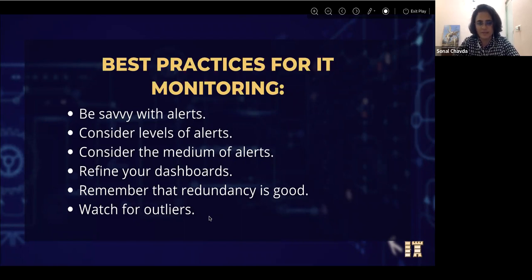And watch for outliers. Anything out of pattern, anything out of the graph. When monitoring notifies about anything going out of line, one needs to watch for it. It may point to an unusual or unexpected incident.